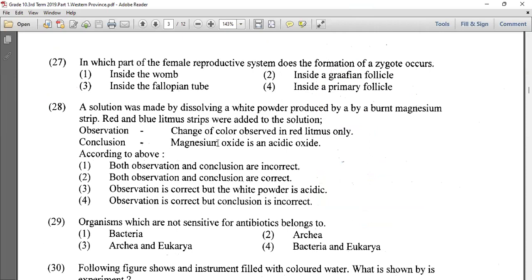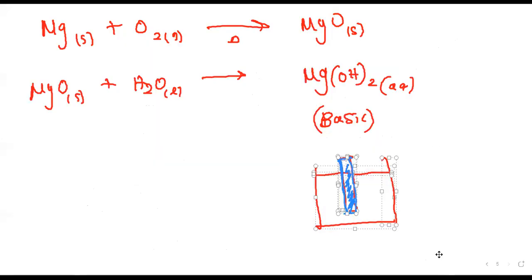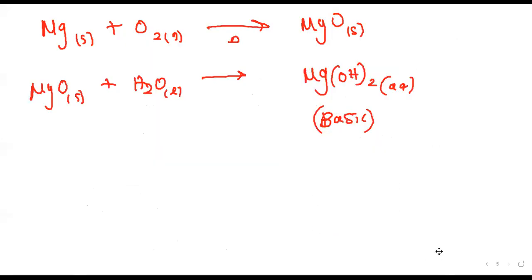Observation: change of the color is observed. Obviously, the color change should be observed because red litmus was used, so you can write this if you want. I'll give you time to write it down. Not this diagram, but the remaining. Be quick, be real quick.